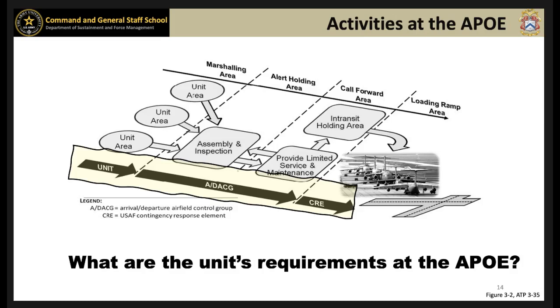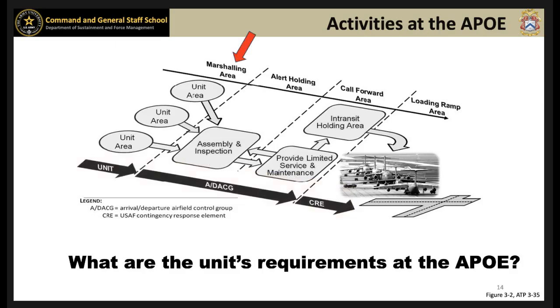The APOE serves as the transition for Army units deploying by air, comprising marshalling, alert holding, call forward, and loading ramp areas. Army and Air Force personnel collaborate on processing, inspecting, documenting, and loading, with the Army trained to perform some of the Air Force duties when needed. The DACG and CRE, their roles are detailed in Appendix G of ATP 3-35.